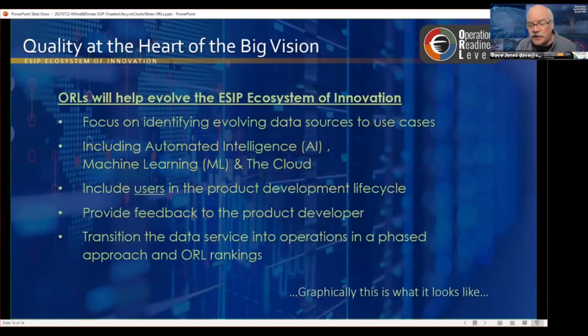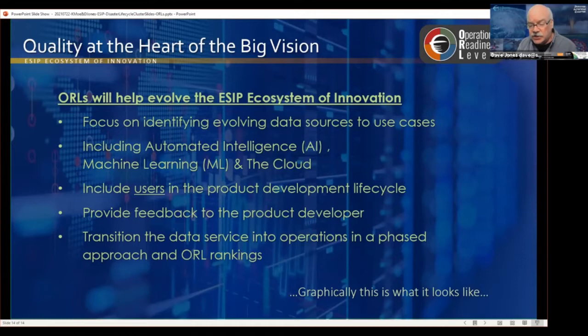And then the last slide here is how we think ORLs will help. We think it will focus on identifying evolving data sources that many people don't have knowledge of, and identify those in use cases, to include automated intelligence, machine learning, and the cloud in these ORLs. So how quickly can we get it? How are they processed and things like that? We're also working very closely with the Data Quality Cluster within ESIP to include users in the product development lifecycle. We want to include users and say, hey, we're just coming up with this, do you want to be a part of it? They help refine the product, and voila, when you're ready to launch that product, you have a whole set of users that are excited to use it because they feel like they have some ownership in it. And then provide feedback to the product developers. That's what the ecosystem of innovation is going to be doing.